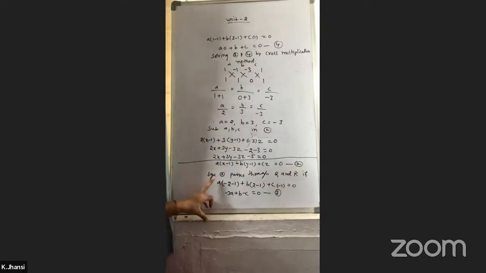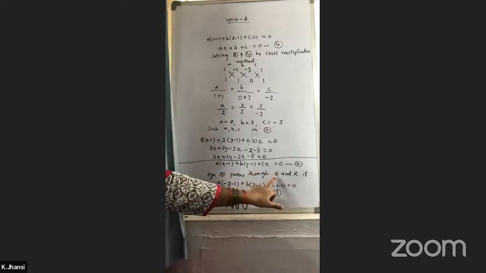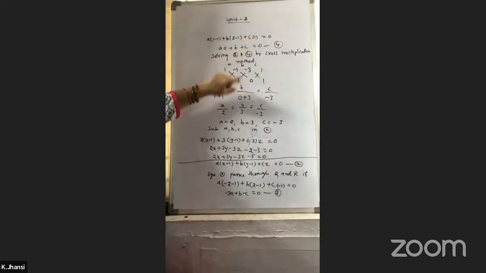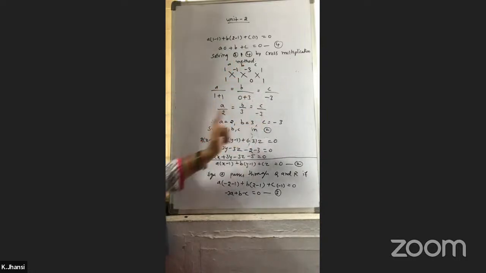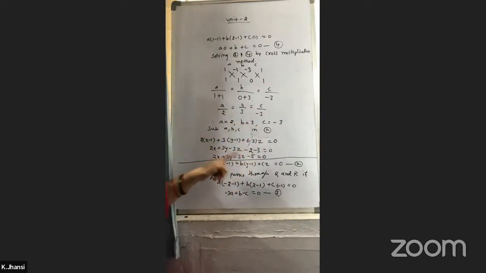In the second equation, you take the other 2 points, Q and R. If they pass through the second equation, you will get 2 more equations, that is the third equation and the fourth equation. When you solve these 3 and 4 equations with the cross multiplication method, you will get the A, B, C values. Then you substitute them in equation 2 and simplify, and you will get the required equation of the plane passing through the given 3 points. So this is the procedure for finding the equation of the plane passing through the points.